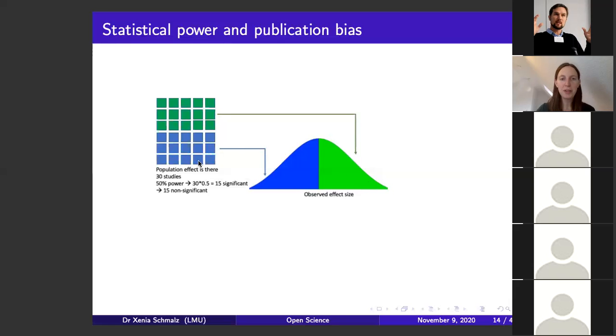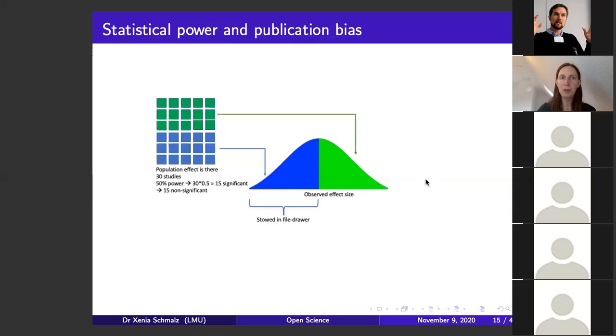So because everything about these studies is the same in our hypothetical example, the half of the studies which has a significant effect will have a higher observed effect size than the ones that got the non-significant result. What does this mean in conjunction with publication bias? This means that all of these studies will be thrown out. They will not be published because they are not significant.